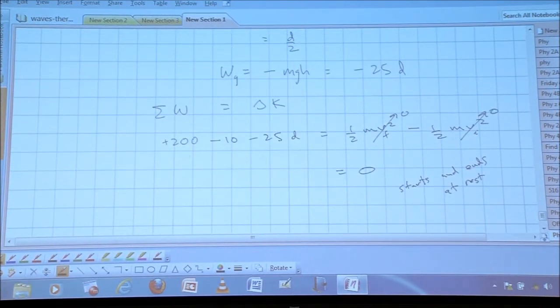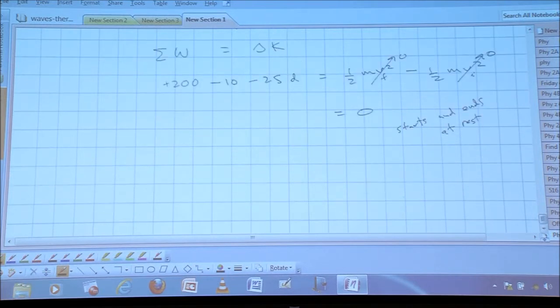And so what do we end up with? We end up with 25D is equal to 190. And D is equal to, what is that? Sorry, what? 7.61 meters.